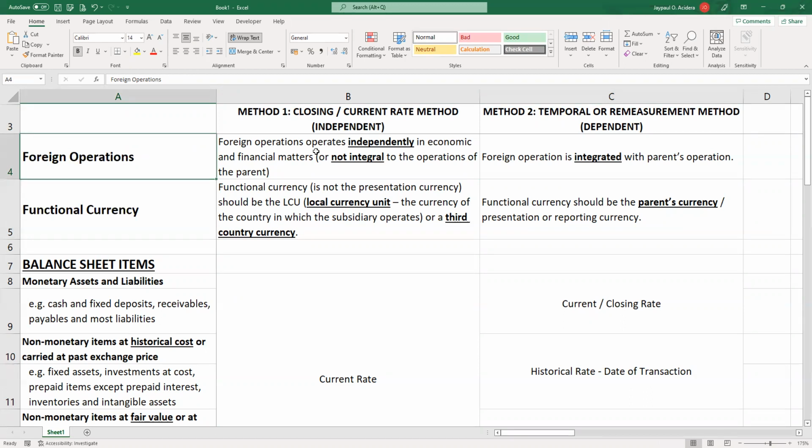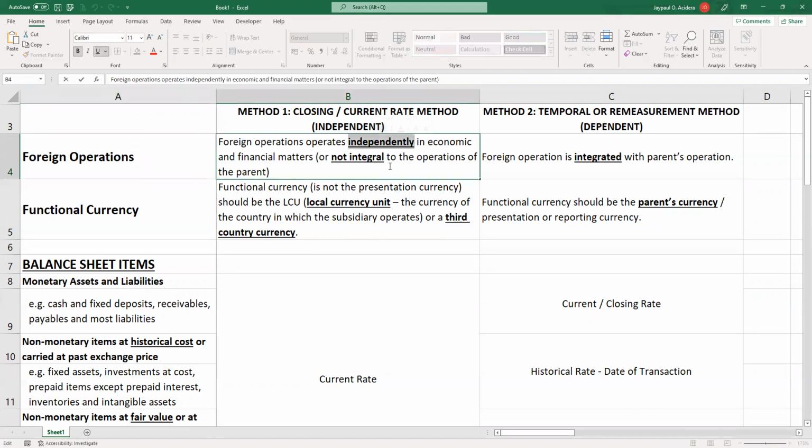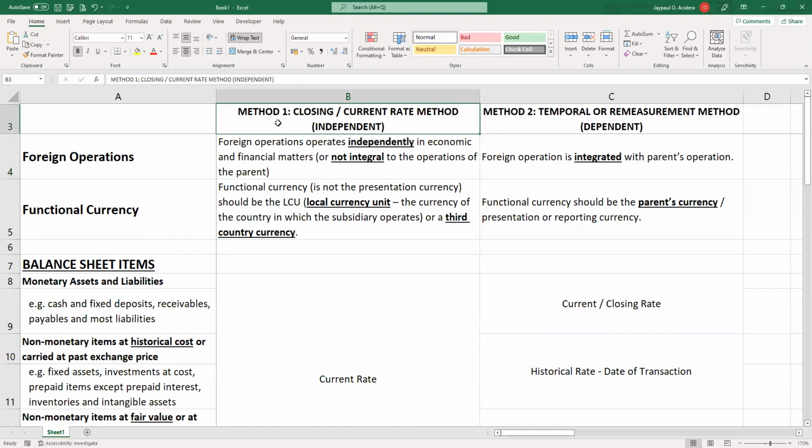We have to consider the foreign operations. So if the foreign operations is independent, that means it is not an integral part of the operations of the parent. Pag sinabing not integral, hindi siya ganun ka-importante. Ibig sabihin, pwede siyang mabuhay ng sarili niya. Like kung nag-close yung parent company dito sa Philippines, pwede pa rin mag-operate yung foreign operations. It can operate independent of the parent. Kaya tinawag ko siyang independent dito. So kapag independent daw yung foreign operation, then we use method 1.